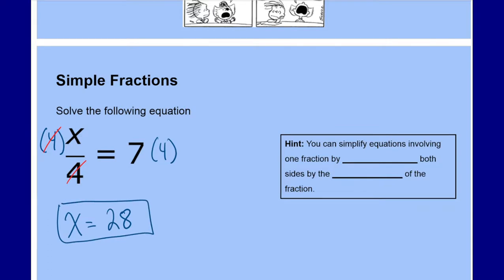So what did we do? How did we get rid of that fraction? Well, we multiplied by the denominator. So one thing that we can do is simplify equations involving one fraction by multiplying both sides by the denominator of the fraction. That's the key thing that we're going to be looking for. We're going to be looking for the denominator of the fraction, and multiplying both sides by that denominator, which will then allow us to cancel out that fraction.